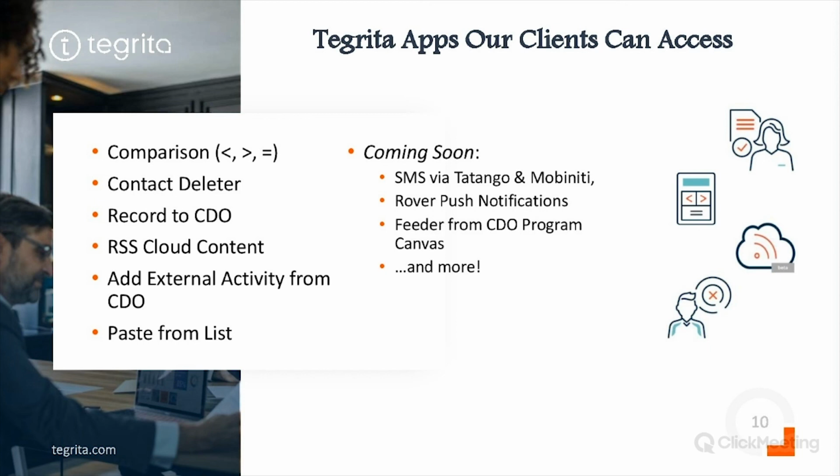Rover is another one that has some similarities to the SMS app, but it's push notifications as opposed to SMS. And Feeder from the CDO program canvas. So we're just looking at different angles of how we move records around within Eloqua between the different types of canvases. So that's kind of what's going on there. And then we have more things in the pipeline, more ideas.